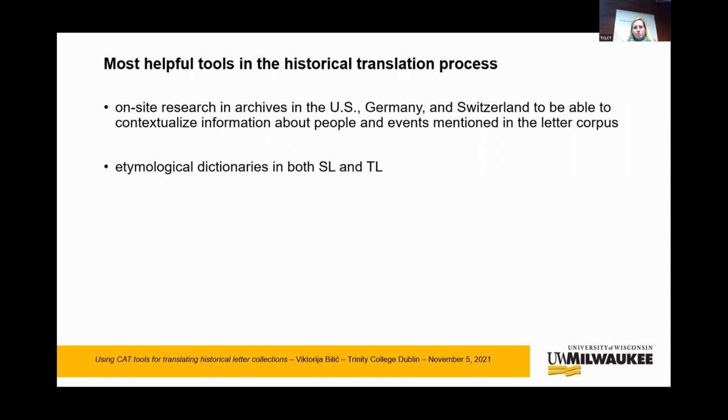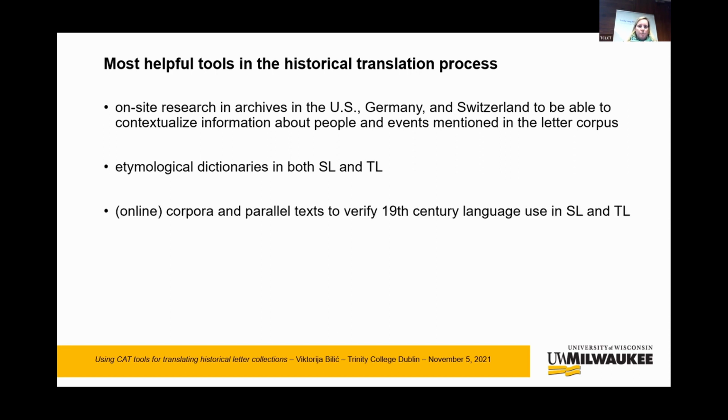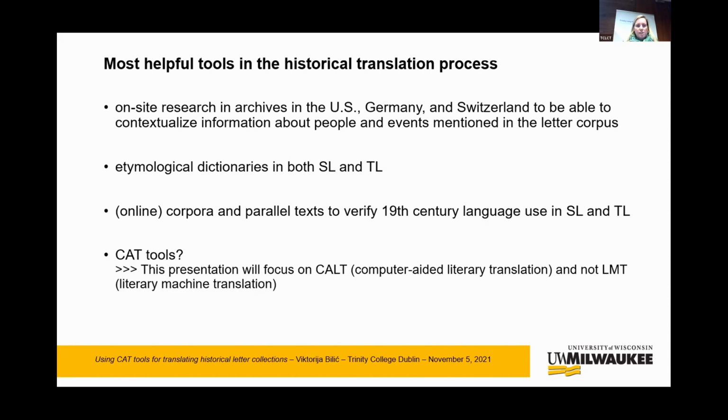Etymological dictionaries in both source and target language were helpful. Online corpora and parallel texts to verify 19th century language use in source and target language. And then CAT tools, and I will focus on computer-aided literary translation and not literary machine translation.